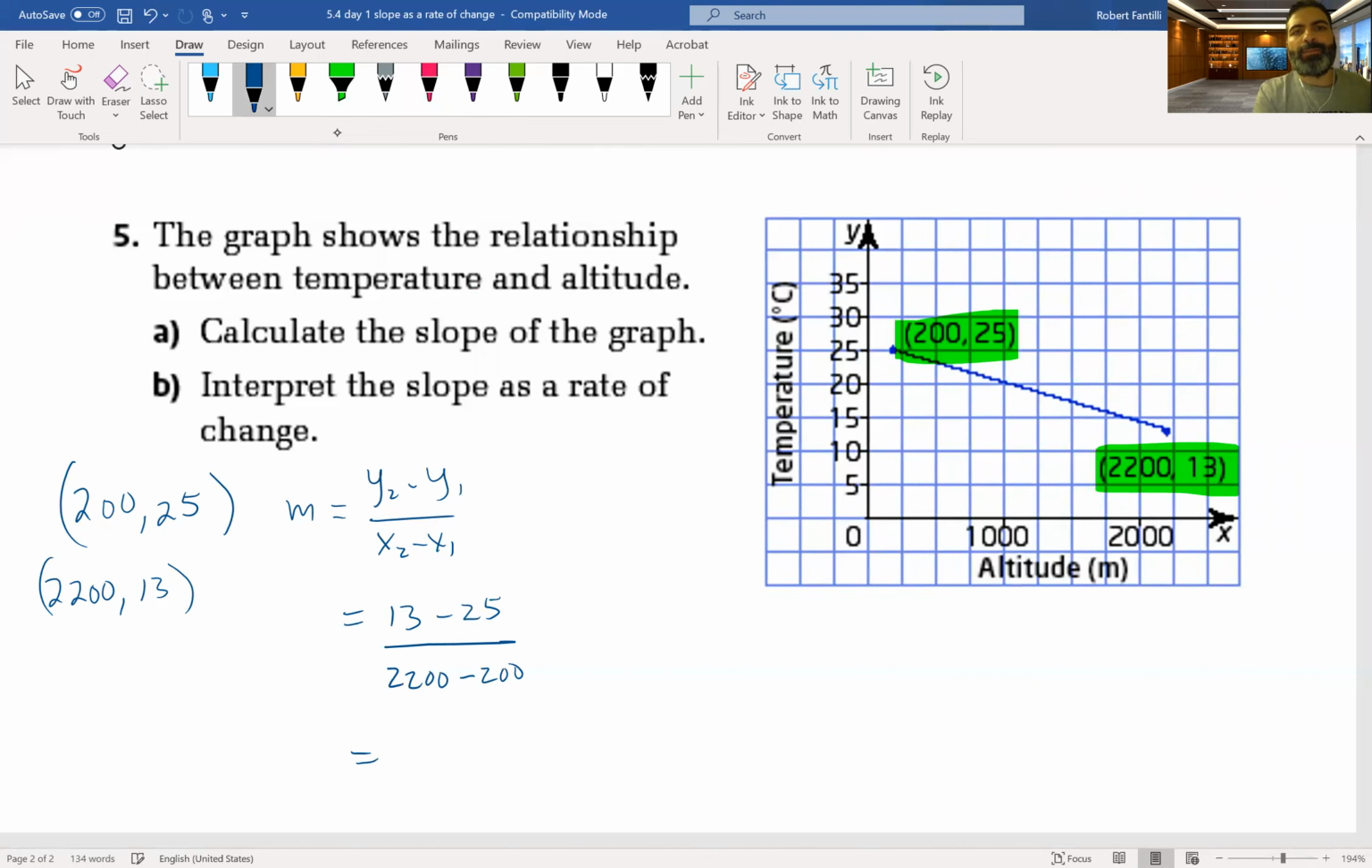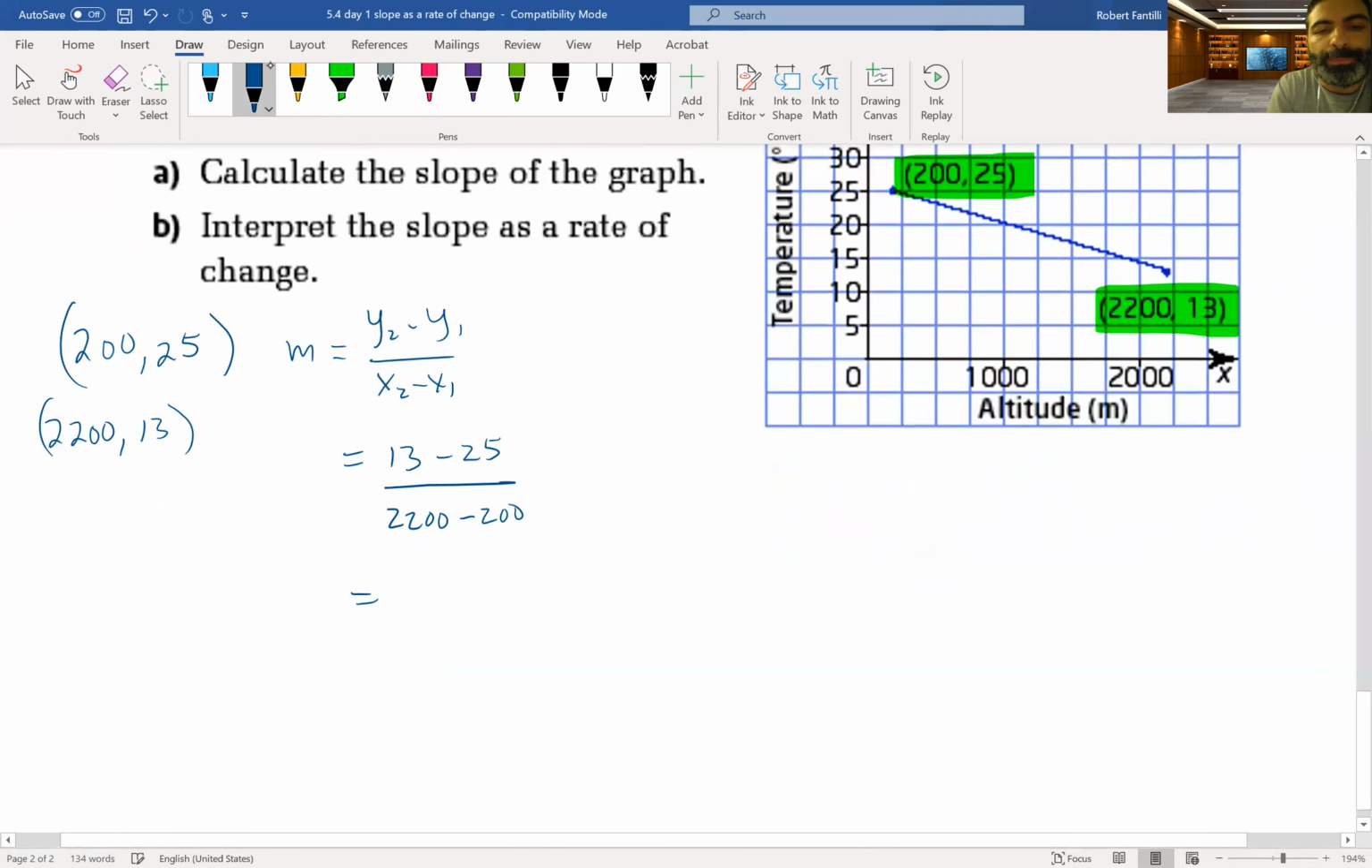And again, as a form of habit, I like to just be methodical about how I perform this calculation. So because I'm looking at this question, this coordinate came first in the question, this coordinate came second. So what I do just to save myself from making errors, whatever comes first, I count as my first set of coordinates. Whatever comes second, I count as my second set of coordinates. So 13 minus 25, negative 12. And 2200 minus 200 is 2000.